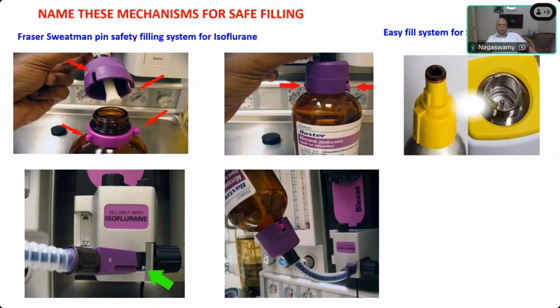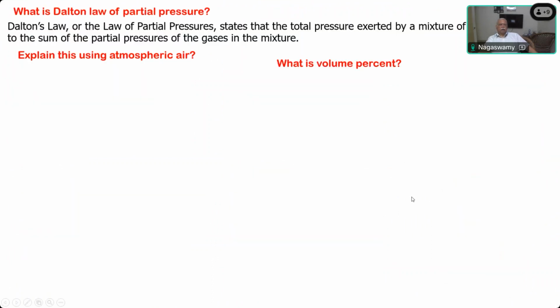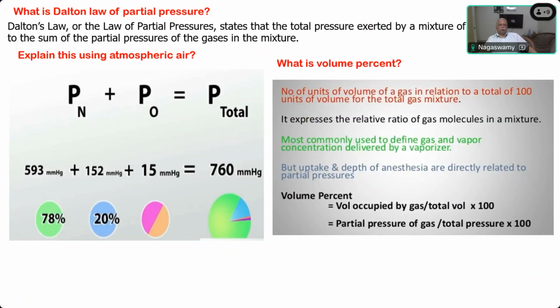This is the easy fill method for sevoflurane. Okay, so there is a cap which is a self-sealing cap. There's a pin inside. You have to press this inside, and this pin will open the bottle, and you can see the liquid filling in the sighting glass or the level reader. And Dalton's law of partial pressure is also part of that.